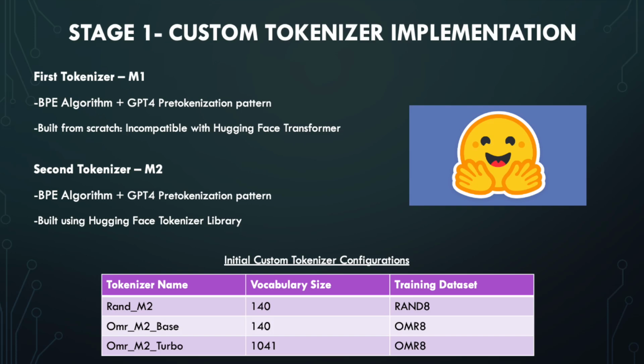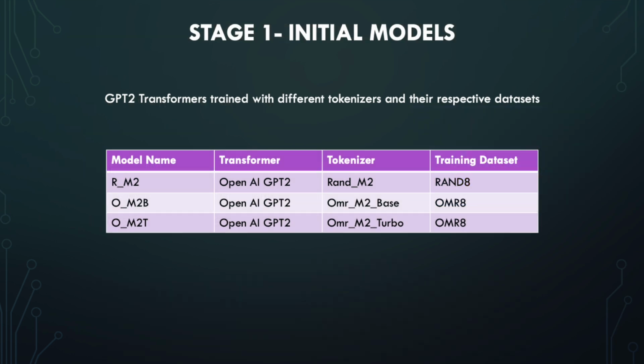M1. Initial experiments with the OMR and RAND datasets demonstrated a large gap in the maximum vocabulary size for the respective datasets. This prompted the decision to create 3 custom tokenizers to inspect how vocabulary size influences performance. To test the tokenizer's ability to create learnable token streams, a transformer with the GPT-2 configuration was trained on each tokenizer and its respective dataset. These models were then evaluated with a series of metrics to see which tokenizer performed the best.